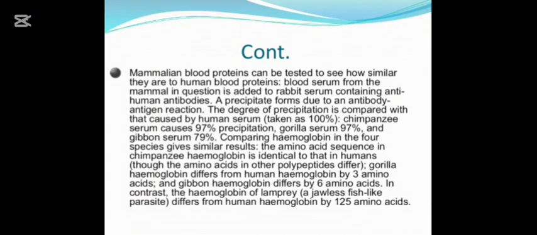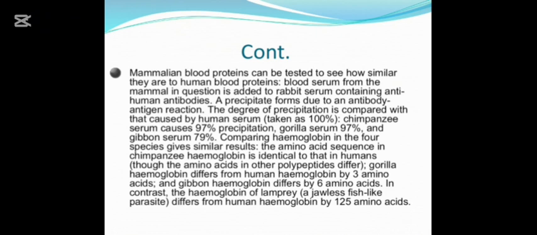Now, mammalian blood proteins can be tested to see how similar they are. Blood serum from the mammal in question is added to rabbit serum containing anti-human antibodies. A precipitate forms due to the antibody-antigen reaction.